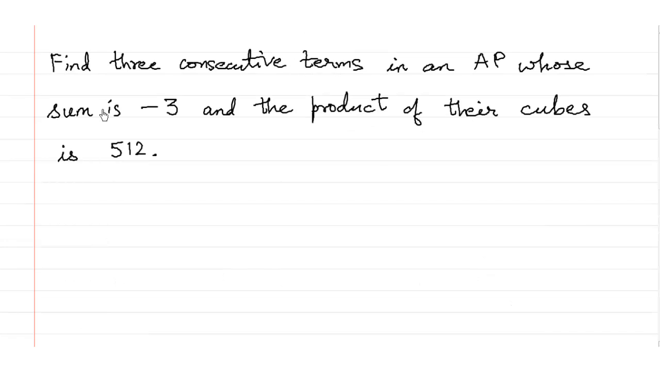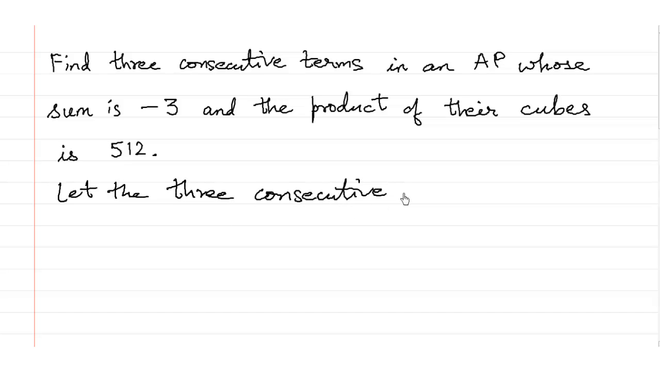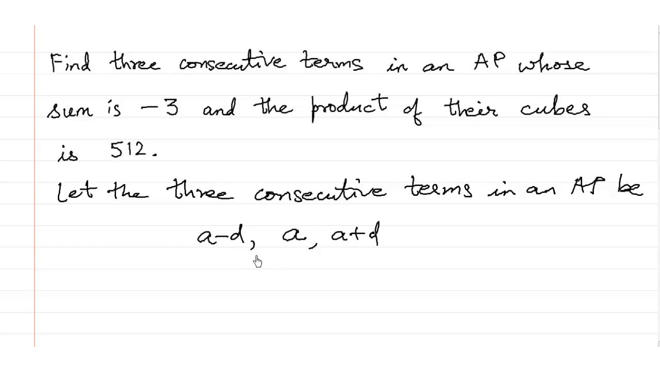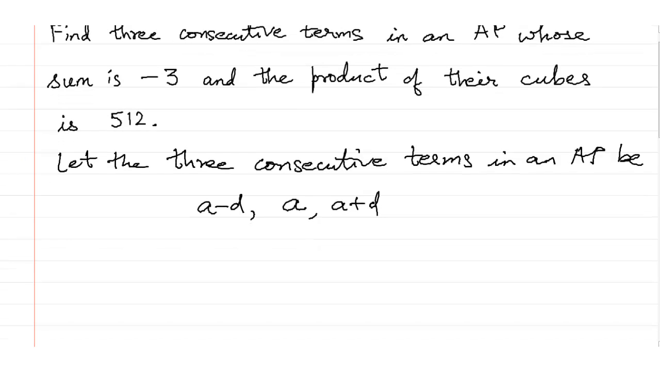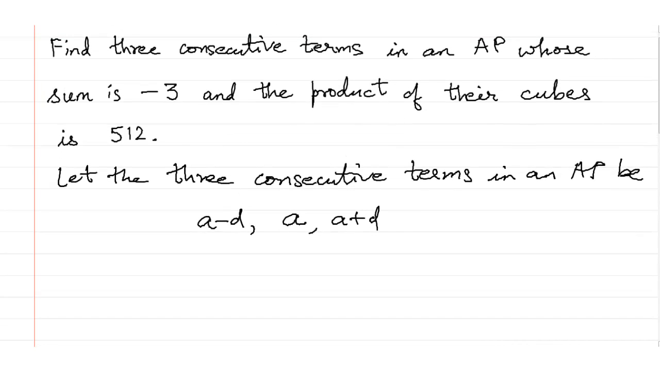Let's take another example. Find the three consecutive terms in an AP whose sum is negative 3 and the product of their cubes is 512. So let the three consecutive terms in an AP be: we will take the middle term as a, the last term as a plus d, and the first term as a minus d.